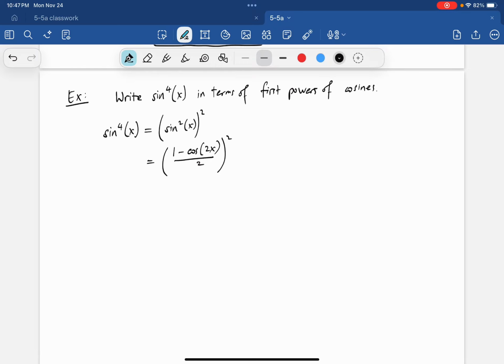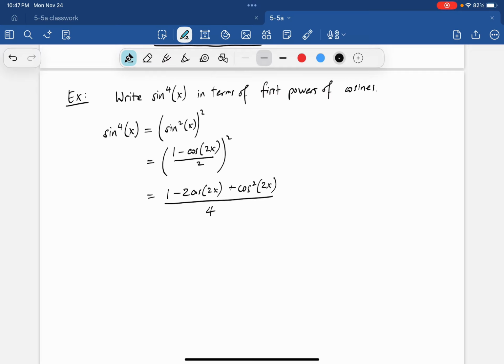And so we're going to expand this. And the way to expand this is by squaring the numerator and then squaring the denominator. So when we square the numerator, we're going to get 1 minus 2 cosine 2x plus cosine squared of 2x. Right, here I simply use the formula a minus b squared equals a squared minus 2ab plus b squared. Okay. And then the denominator is going to be 4. That's 2 squared, right?